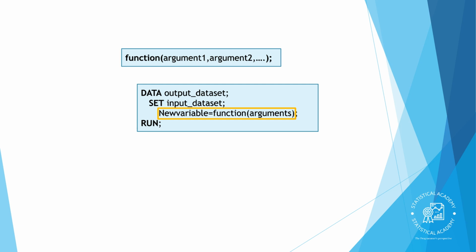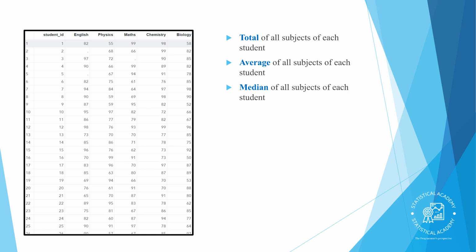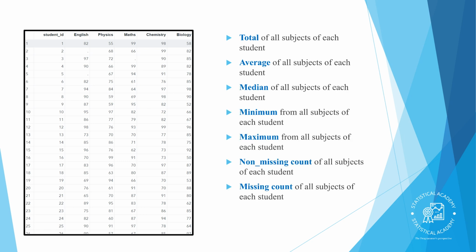Now let us explore some numeric functions. We have a dataset named marks with 100 records of students and their marks in English, physics, maths, chemistry and biology. Now I wanted to create a variable named total. Next I wanted to create average, median, minimum, maximum, non-missing and missing variables.